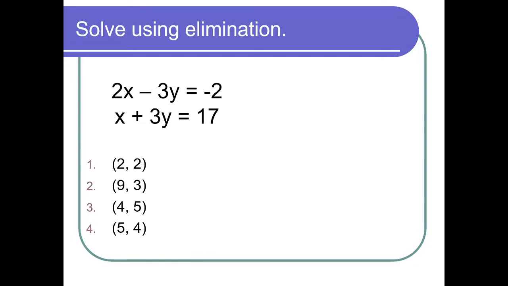Now, let's have another example. Let's solve this one. We have 2x minus 3y is equal to -2. x plus 3y is equal to 17. Okay. Examine the two equations. Are they in standard form? Yes, they are. Now, step number 2. Look for opposites. What variable is that?